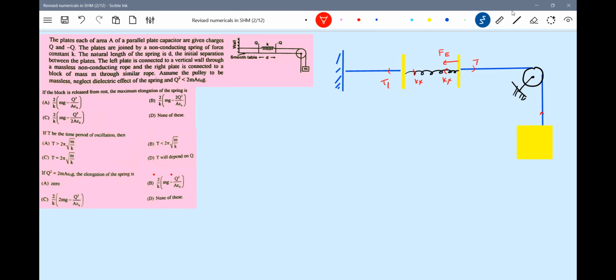Now, what is the state of this? This will be at instantaneous rest. The very next moment, it will start accelerating up. So therefore, you can't equate. Or say, what is the situation here? This will be at the extreme point. It will have acceleration. So therefore, you can't equate the forces. Similarly, here also.